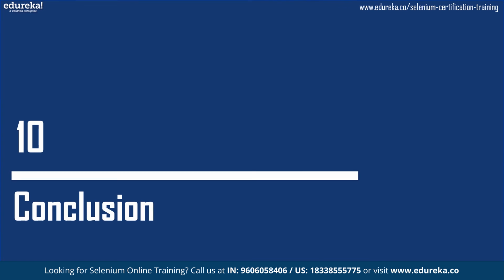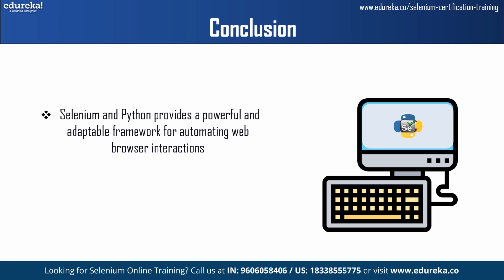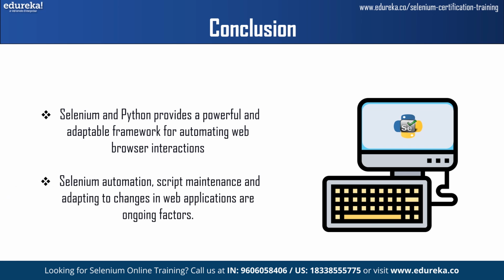Now, finally, we will move on to the conclusion part. Finally, the combination of Selenium with Python provides a powerful and adaptable framework for automating web browser interaction. Selenium with Python is a solid choice for web automation, with a robust set of features and a powerful community. It is especially useful for web application testing and automating routine duties. However, for successful Selenium automation, script maintenance and adapting to changes in the web application are ongoing factors.